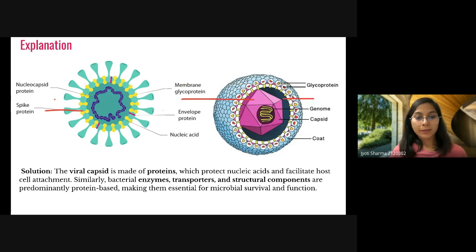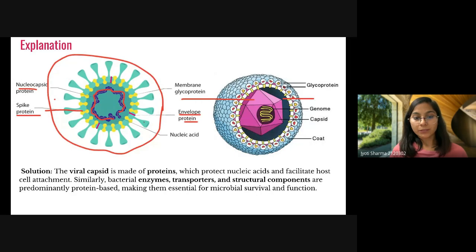So this is the basic structure of your virus, right? And viruses have genetic material. This one is the genetic material, and this genetic material is covered with protective layers. These layers are made up of protein. So it can be spike protein, nucleocapsid protein, or envelope protein. So we have the genetic material in the form of nucleic acid inside the virus, but it is protected with different kinds of protein, like membrane glycoprotein.